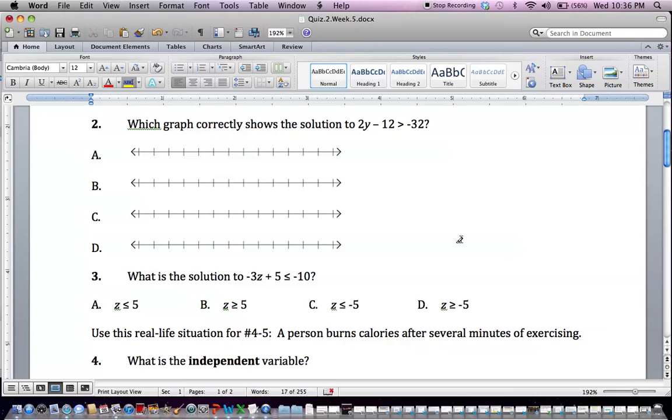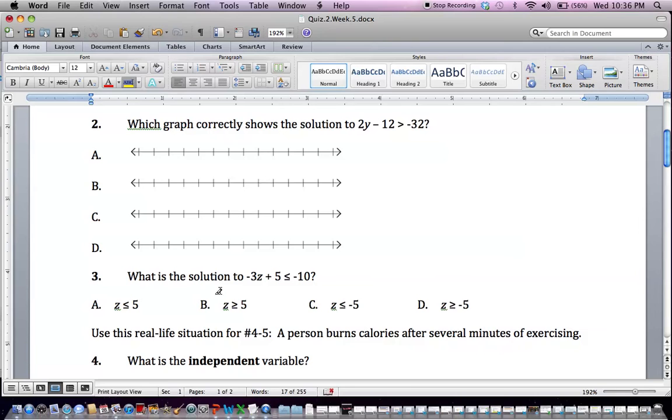I gave you a hard copy for this reason. Look at that now for number 2 to answer this question. We're looking for the one that correctly graphs 2y minus 12 is greater than negative 32. You're going to have to solve this first, though. So go ahead and solve this, graph, and then check, okay?